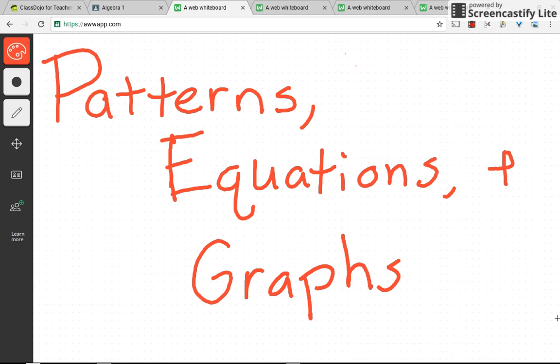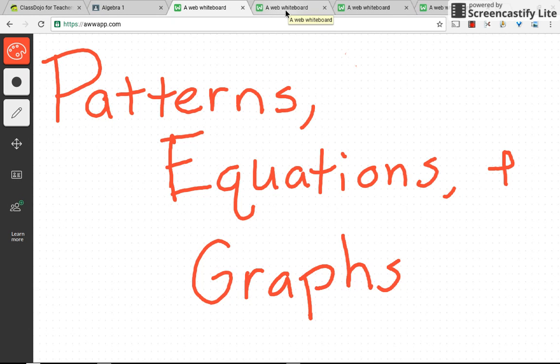All right, so we're going to take a little bit of notes on patterns, equations, and graphs. This will be on page 28 of your interactive notebook. This is going to be a rather simple page of notes. Nothing real fancy here, no cutouts, nothing like that.